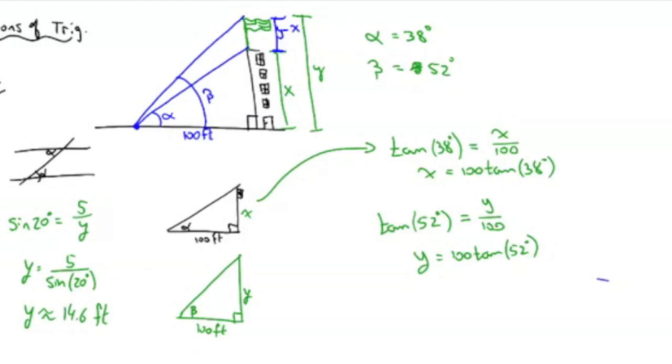So I have a question. Why can't you just do 100 tangent 52 and then find the height? But that would be the height of the building and the flagpole. I'm just looking for the flagpole. I can't do trigonometry on this little triangle because there's no right angles. Later we'll be able to do it, but not now.